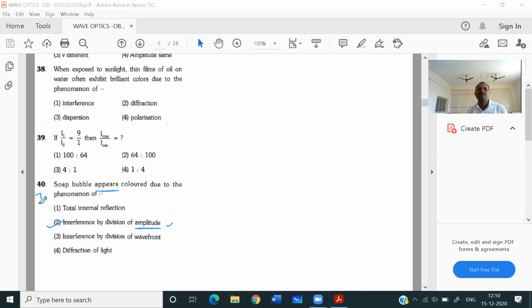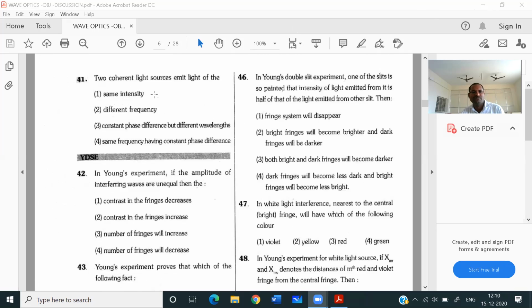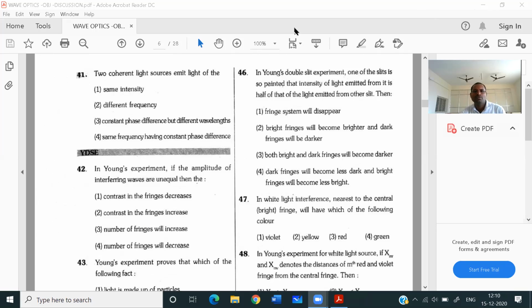This is also an important conceptual question. You need to remember this. Okay? Clear? Next, question number 41. Let us go to question number 41. See what they have given. Two coherent light sources emit light, they said.